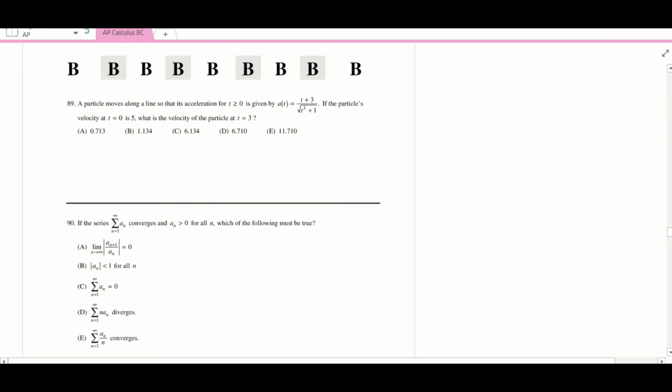The acceleration is this. If the particle's... what is the velocity of the particle at t equals 3? Okay, well, we can just integrate this.